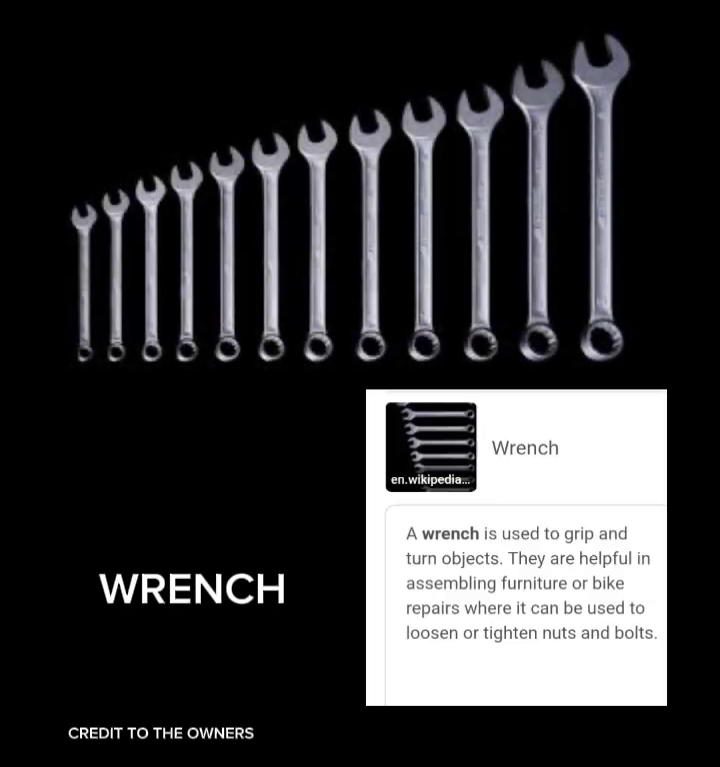Next is the wrench. A wrench is used to grip and turn objects. They are helpful in assembling furniture or bike repairs, where it can be used to loosen or tighten nuts and bolts.